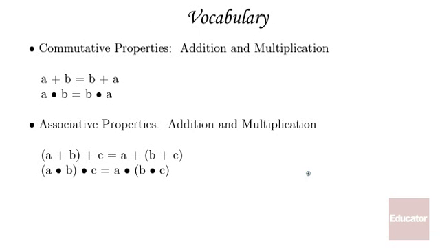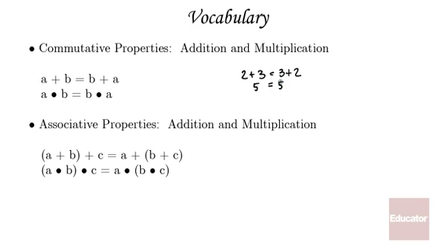Let's look at the vocabulary, which reflects the properties. Commutative properties. There are two, the addition property and the multiplication property. The addition tells us that a plus b is the same as b plus a. For example, if you did 2 plus 3, that is the same as 3 plus 2. Either way, 5 equals 5. So notice that in addition, the order doesn't matter.